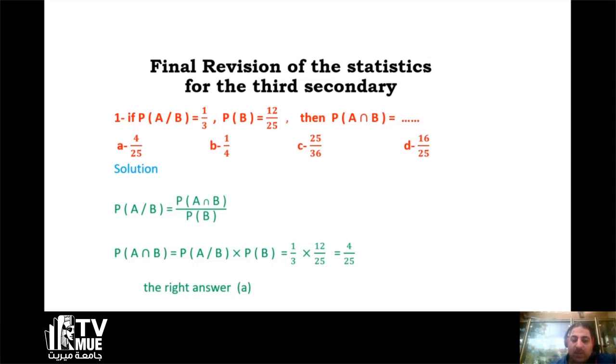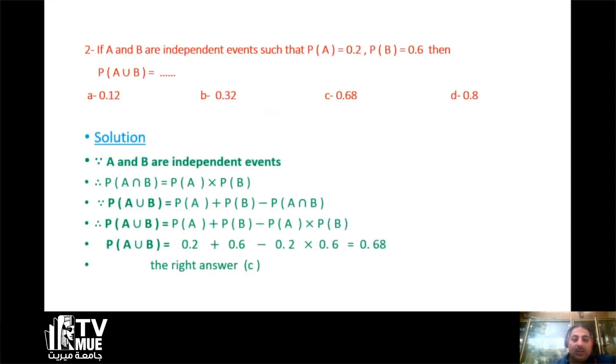The second question: the probability of A is 0.2 and the probability of B is 0.6, and we need to get the probability of A union B. We write the relation between A and B. A and B are independent events, which means the intersection between them is the product of their probabilities. To get the union of A and B, we write P(A) plus P(B) minus the intersection. So we get the intersection by probability of A times probability of B. Then we substitute the values: 0.2 plus 0.6 minus 0.2 times 0.6. The answer is 0.68. That means the right answer is C.